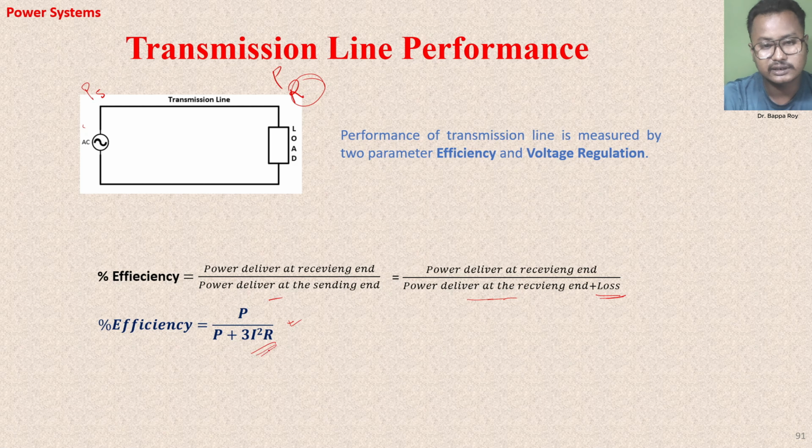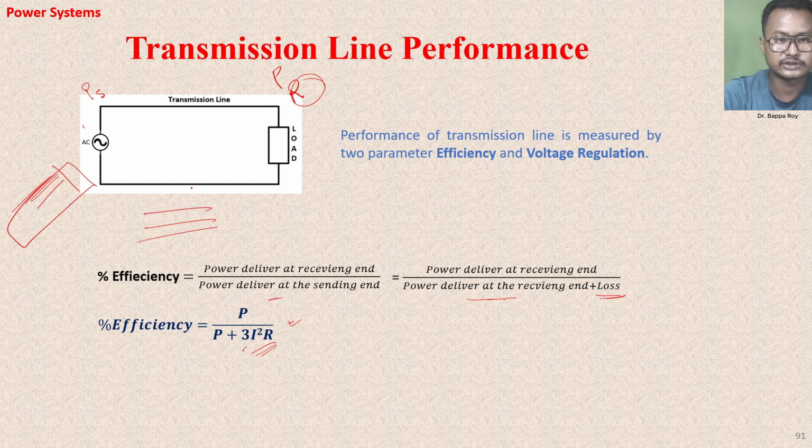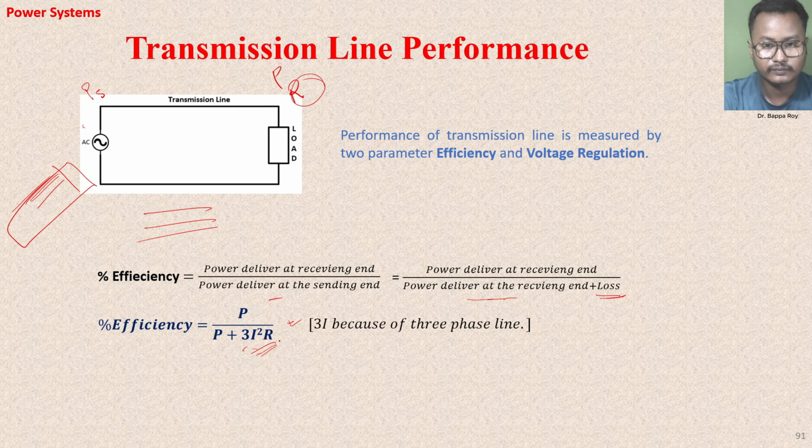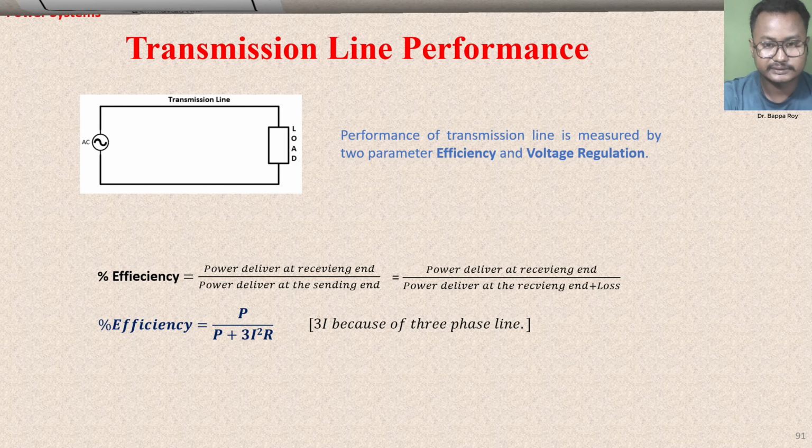I square R is the loss formula. We have added 3 I square R because we are considering a three-wire transmission line. This is just a single line diagram representation of this three-phase transmission line, or three-phase power system. So got it. Why are we using 3 I square R? Because it is the loss for all three phases, because of the three-phase line.